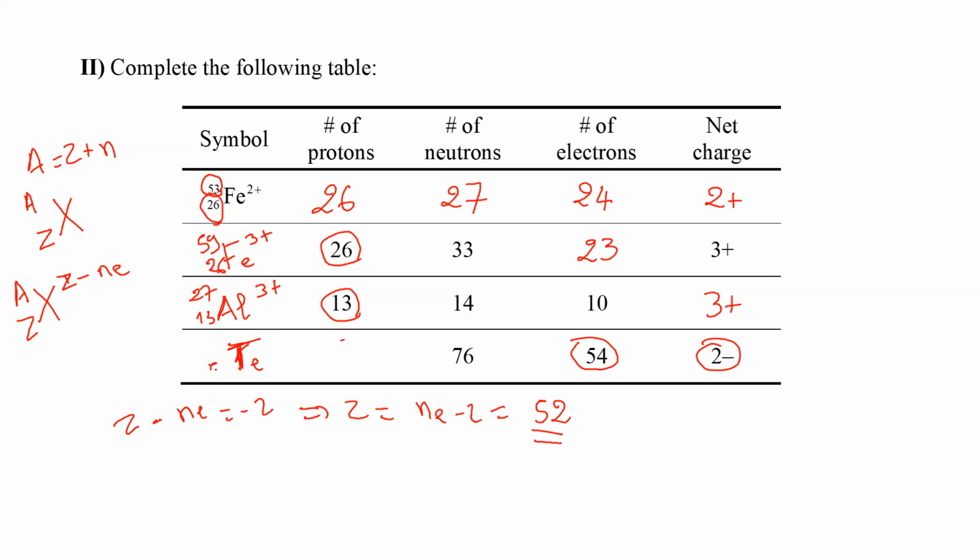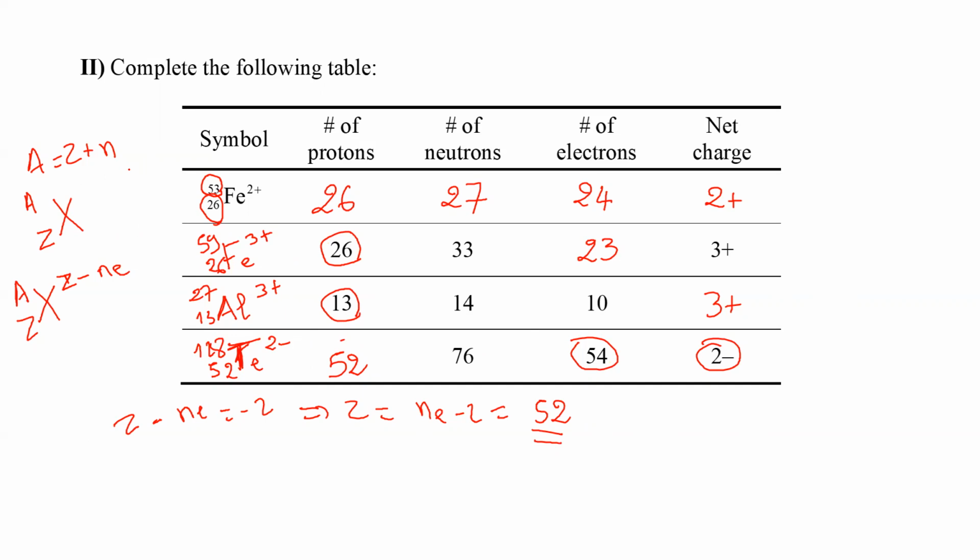Okay, so Z equals 52, and 52 plus 76 will give us the mass number, and here it's 128. And we know that the net charge is 2 minus. So this you can solve very easily using the periodic table and the relationship between the mass number and the number of protons.